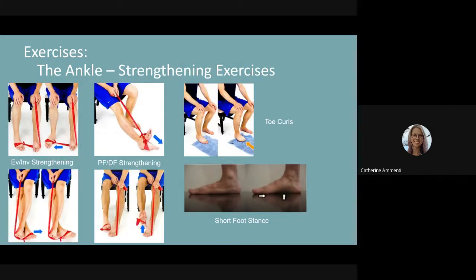Ankle strengthening exercises. Now we're progressing a bit here. We have toe curls for the intrinsic muscles in the foot. The short foot stance or arch lift is another good one for both the intrinsic muscles and some of the supinating muscles. Then we have our band resisted inversion, eversion, plantar flexion, and dorsiflexion.